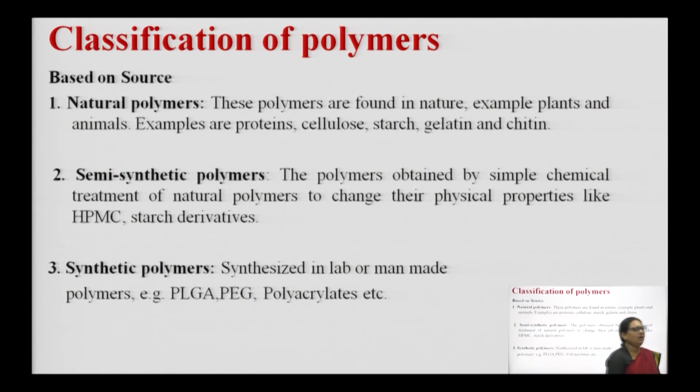The second category are the semi-synthetic polymers. The word itself tells that they are semi-synthesized. They are obtained by slight manipulations or changes in natural polymers to have desired properties in them. Examples of such polymers are HPMC, soluble starch, ethyl cellulose, methyl cellulose, etc. So, these are the semi-synthetic polymers.